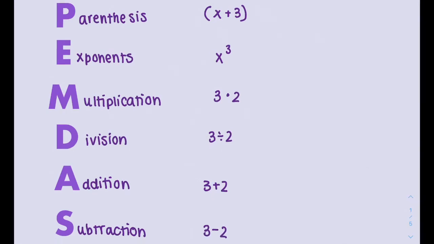The word PEMDAS is important because there's a certain order. Basically, parentheses will come first, exponents will come second, multiplication and division will come third, and addition and subtraction will come fourth. To better understand this, let's move on to an example.